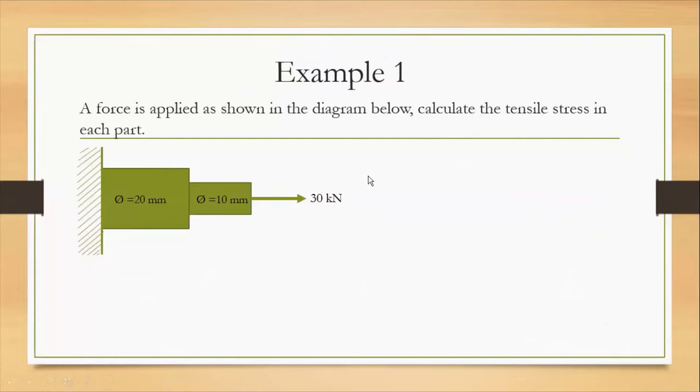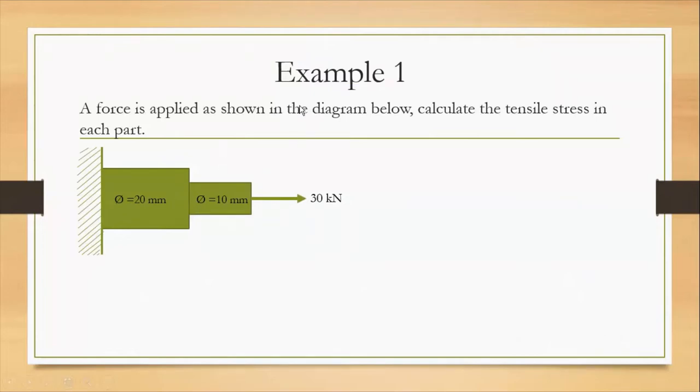So, this one would be tensile stress. Why is it tensile stress, guys? Because the arrow is moving away, meaning that it is stretching this, so it is tensile. But if the arrow was pushing inside, it would have been a compressive stress.